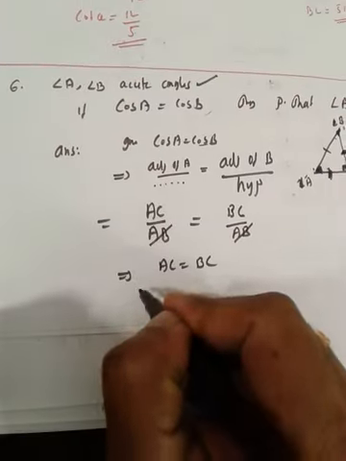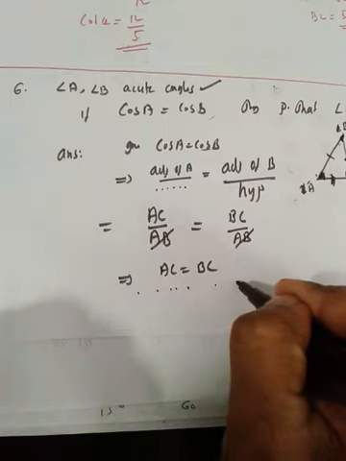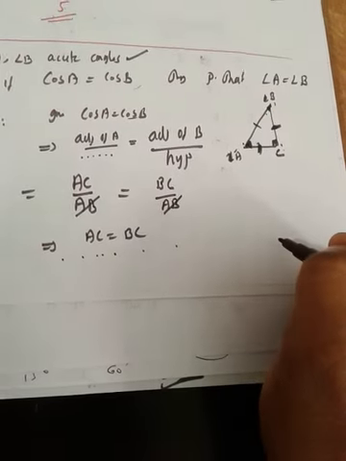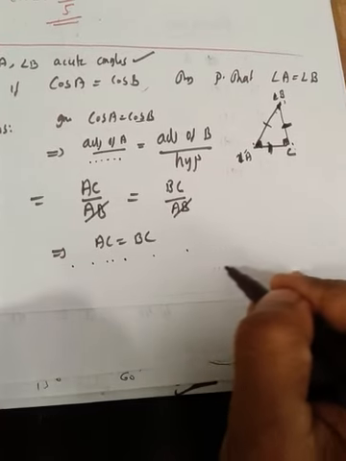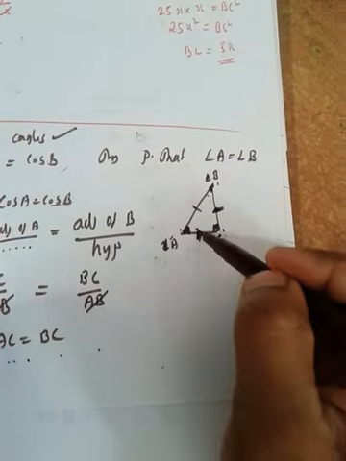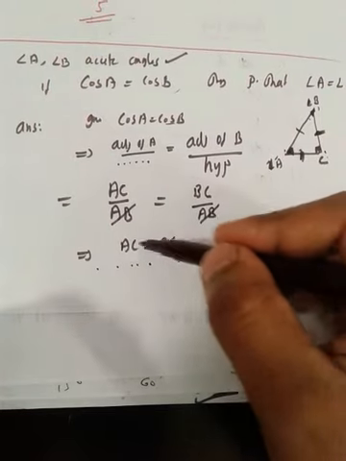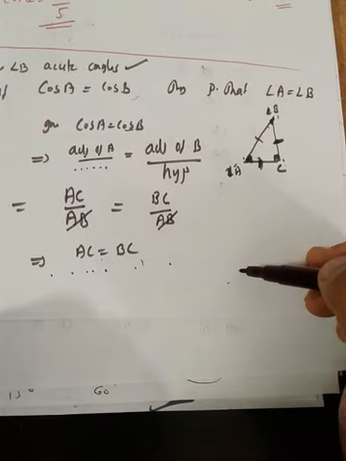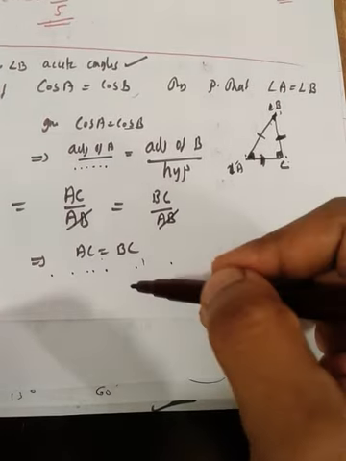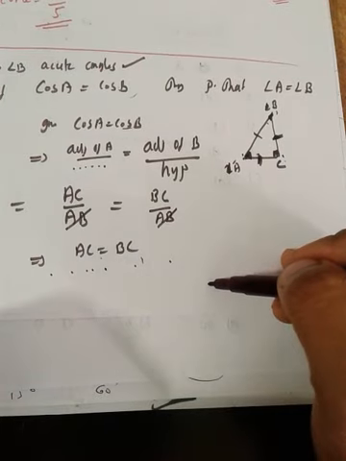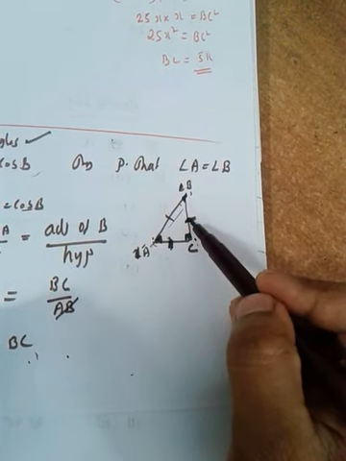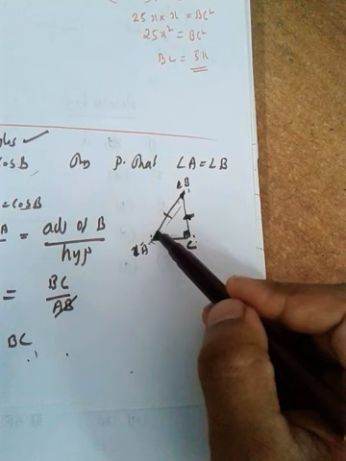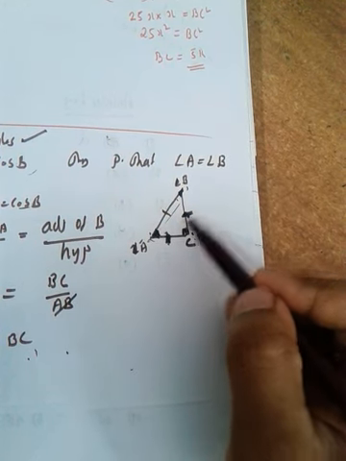So what can we write? Since two sides are equal, this right triangle becomes an isosceles right triangle. What is the speciality of an isosceles right triangle? Angles opposite to equal sides are equal. Since AC is equal to BC, this is an isosceles right triangle. We know that in an isosceles triangle, angles opposite to equal sides are equal. So see, in this triangle, this side and this side are equal. Then always the angles opposite to those sides are equal.